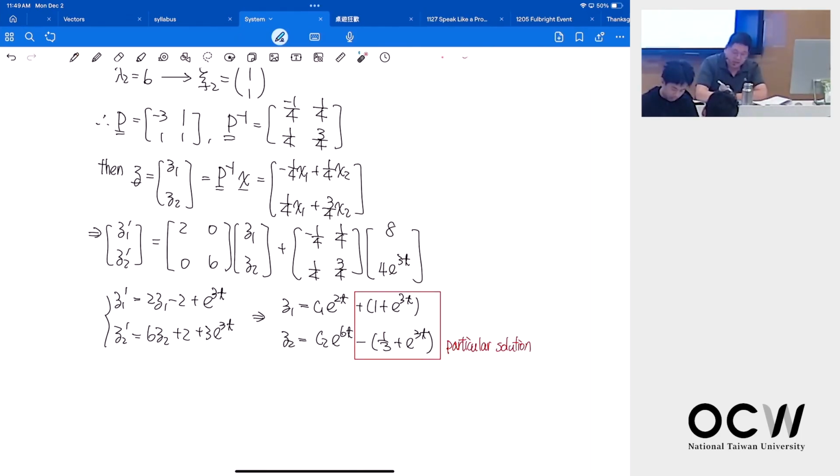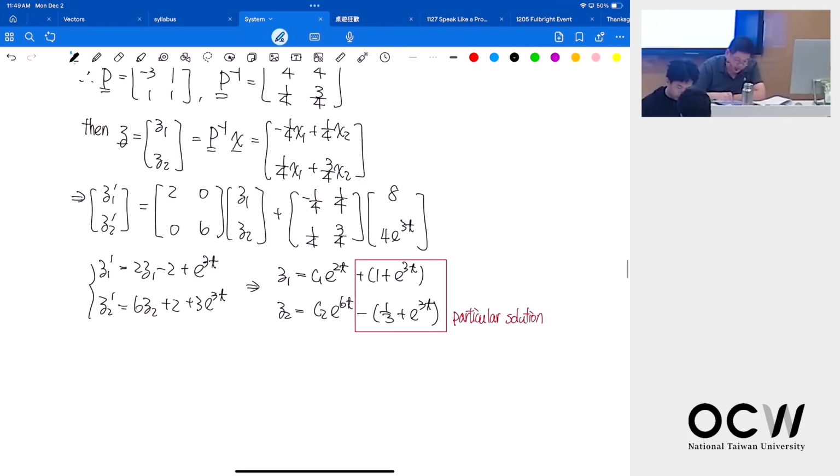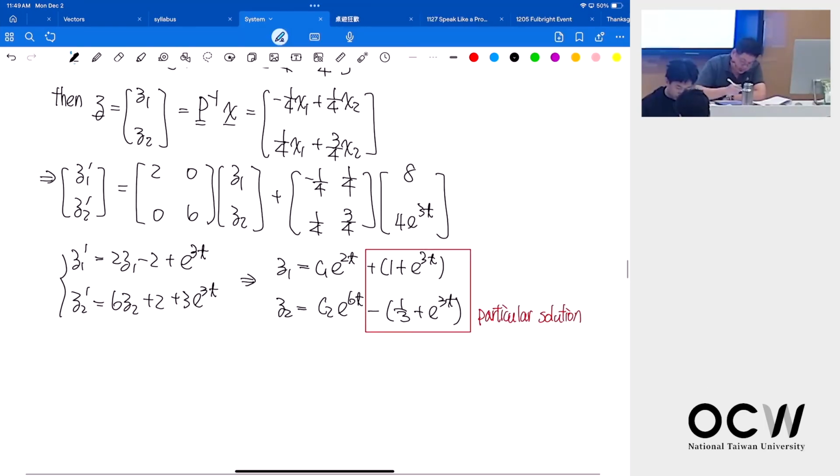In the past, we needed to find a general solution, and then we guessed the form of the particular solution and brought that guess to the original equation again to find the particular solution. But in this way, we can find the general solution and particular solution all together. And then the next step is to convert it to x, because I want to see the answer of x. So we convert to x.